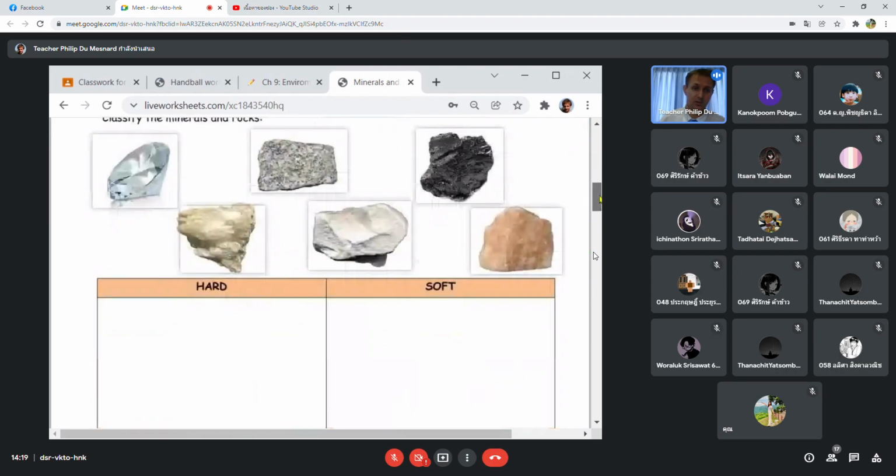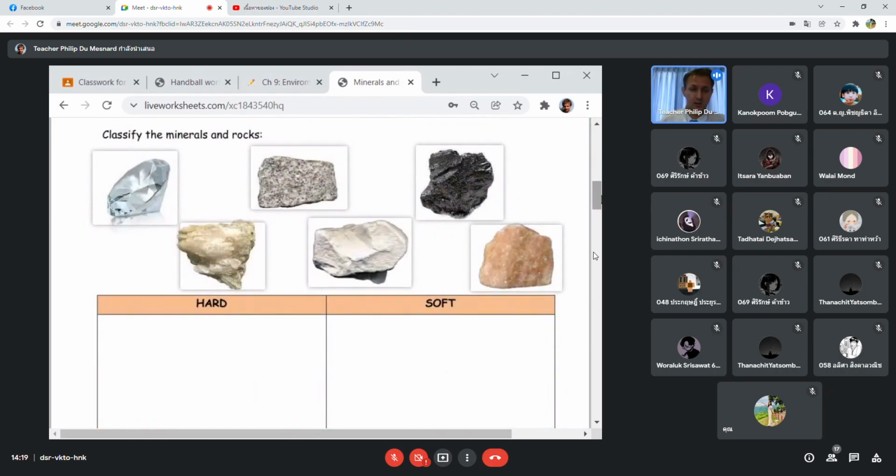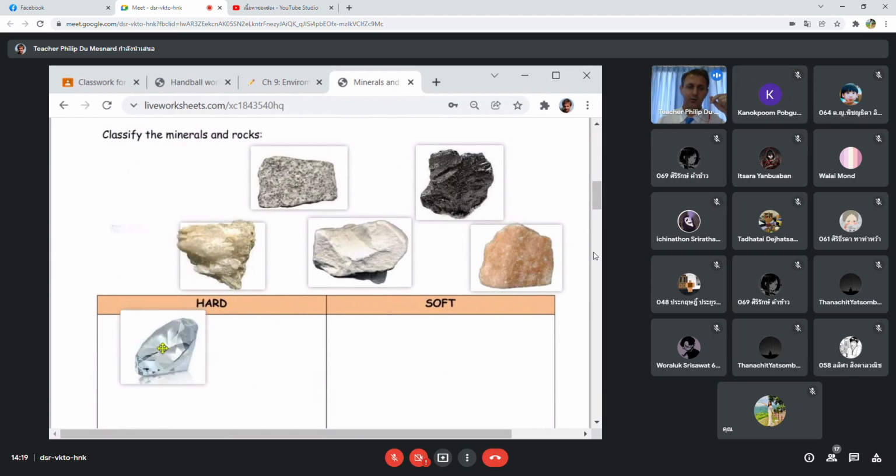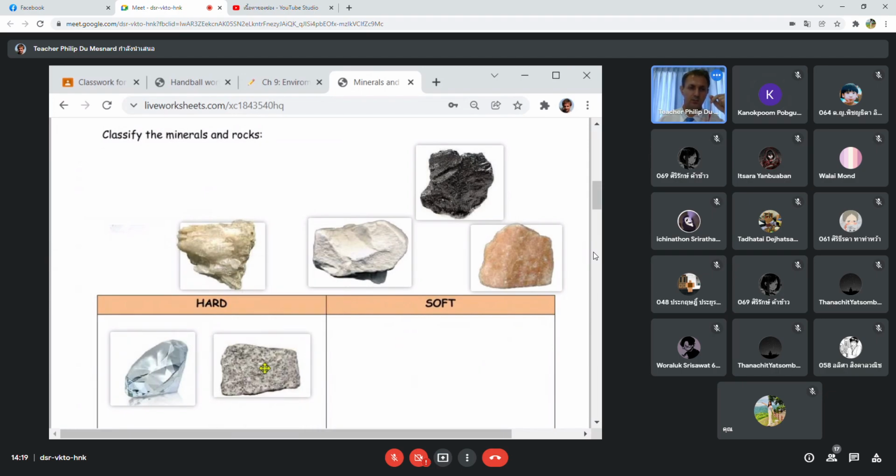Okay, so let's look at these things. Which ones are hard and which ones are soft? What about the diamond? Hard or soft? Very, very, very hard. Okay, what about the granite? Kitchen table, hard or soft? Hard. Yeah, it's pretty hard. What about the lead inside the pencil? Hard or soft?